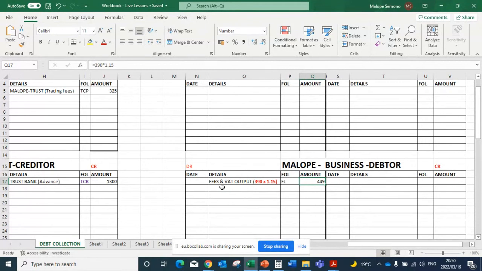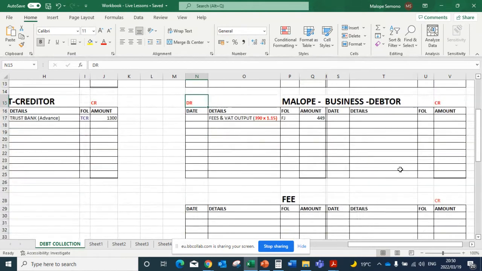But remember, the fact that I wrote fees and VAT output, it means I must also go and transfer to the fees, and I must also transfer to the VAT account. So in other words, this amount is going to be divided into two. We know already that fees are only 390. So the difference between 390 and 449 will be our VAT output. But again, can you see here, I recorded on the debit side. It means wherever I go, whether I go to the fees or VAT output, I must go to the opposite side. So I'm going to go to the fees on the opposite side. Can you see now?